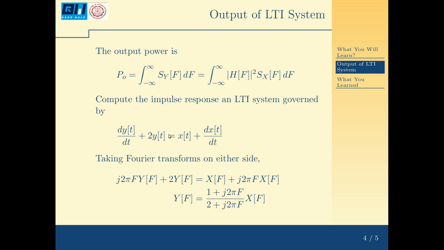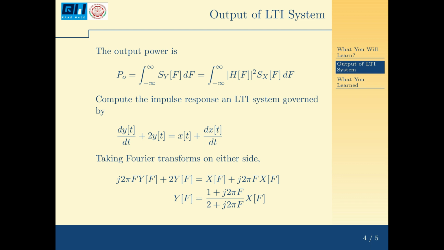The output power is obtained by integrating S_Y(f) over all possible frequencies. So P_O, that is the output power, is the integral from minus infinity to infinity of S_Y(f) df. That's equal to the integral from minus infinity to infinity of mod H(f) square into S_X(f) df. That's the way I compute the output power.